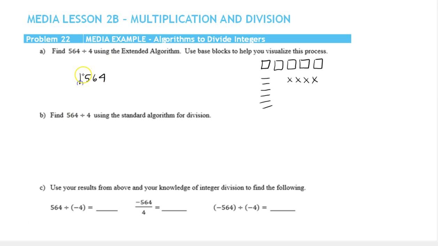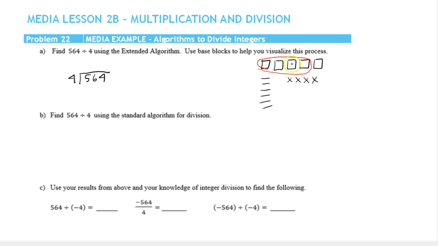564 divided by 4. So the dividend goes under the bar, the 4 goes on the outside. So we're trying to find how many times 4 goes into 564. So remember what we did first. We looked at the flats first, and we saw there were 5 flats and that each of the 4 groups could get 1 flat. Okay.